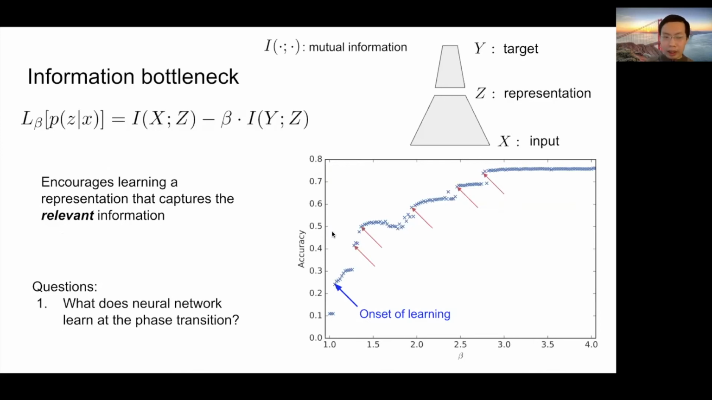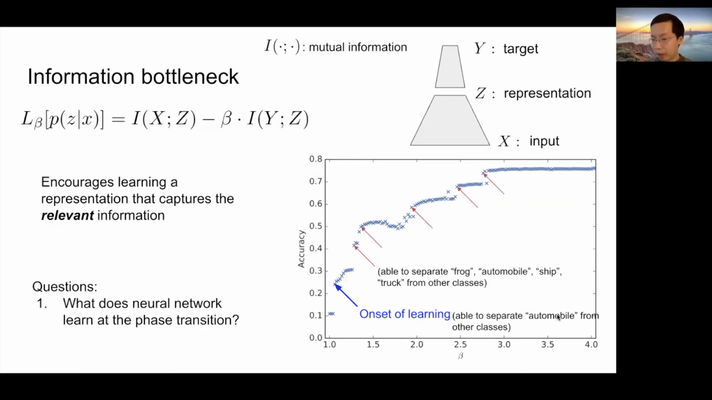So the first question is, what does the network learn at a transition? What we find is that at each transition, the network is able to learn a new class. For example, at the onset of learning, it is able to separate one of the easiest classes, automobile, from the other classes. At the next transition, it is able to learn frog, automobile, sheep, and truck from the other classes, while the remaining classes cannot be differentiated yet. And at this point, it is able to discover most of them.